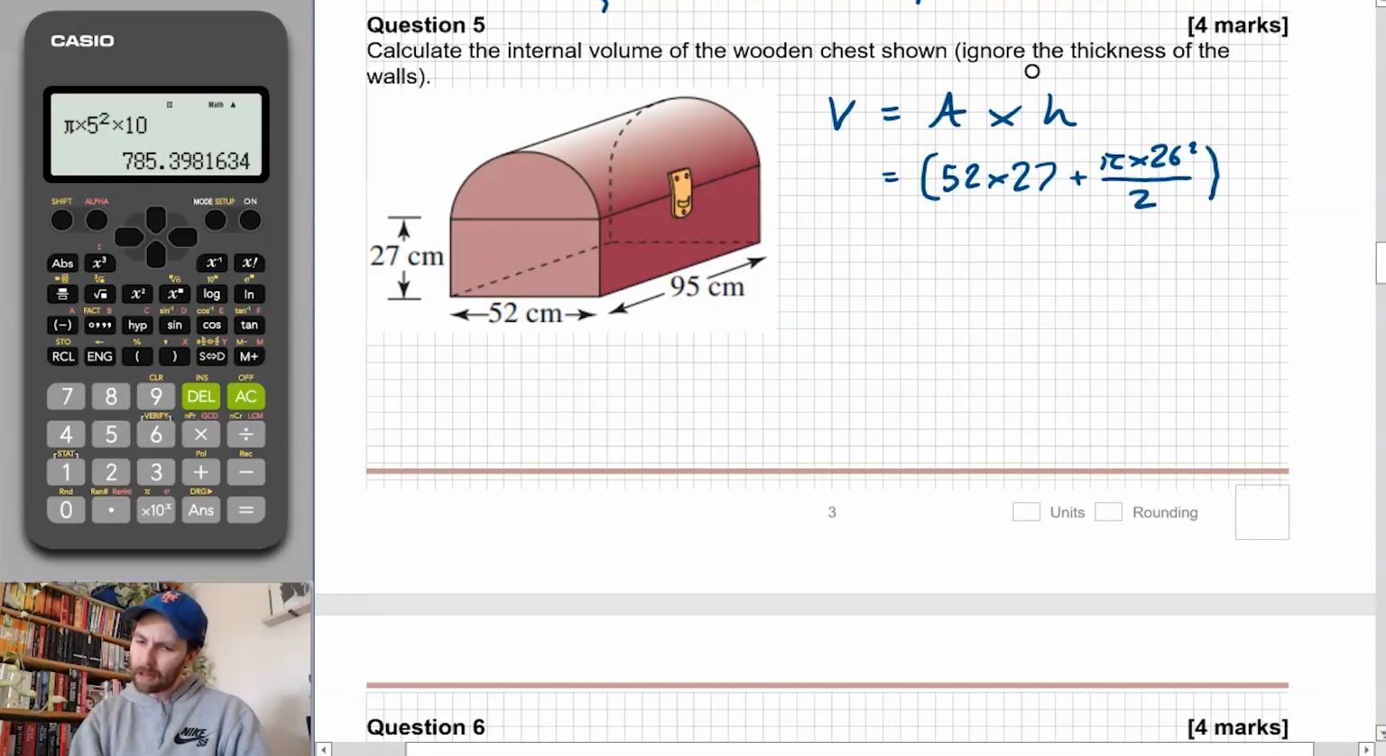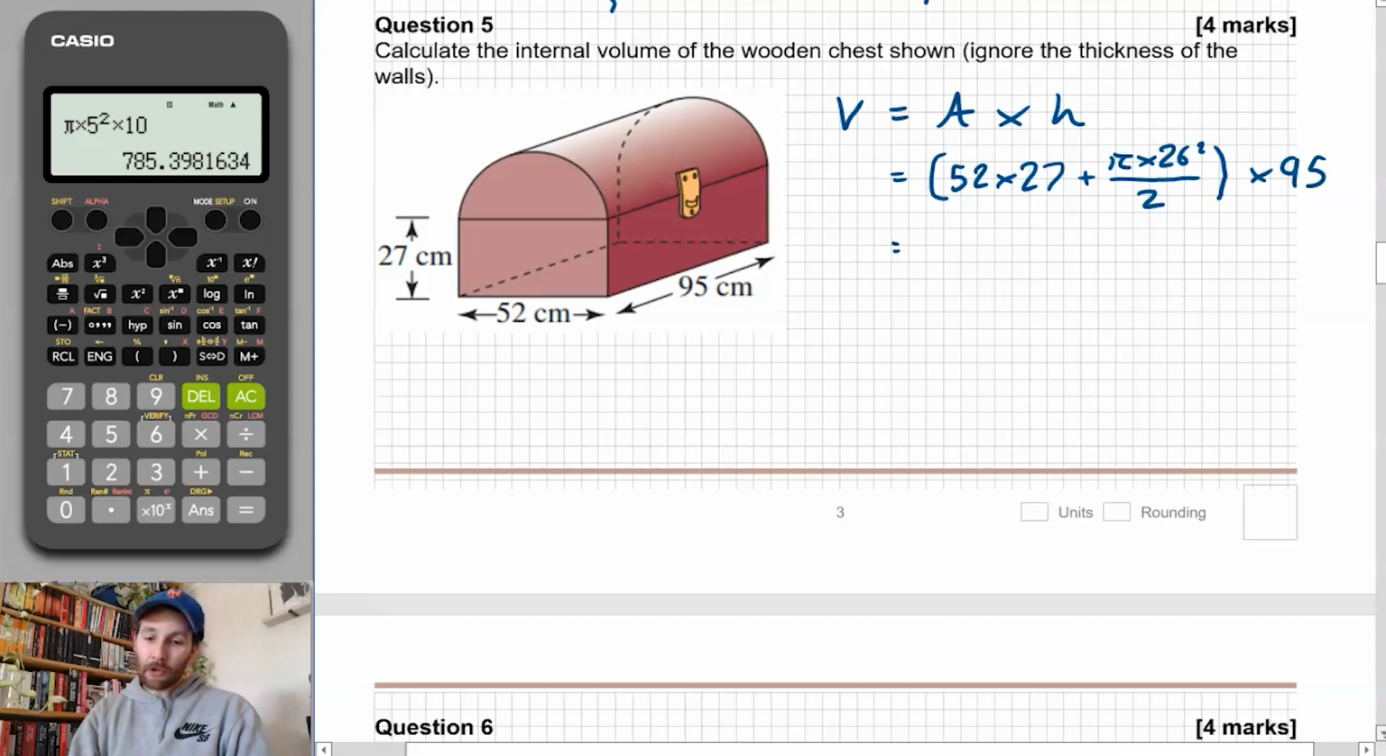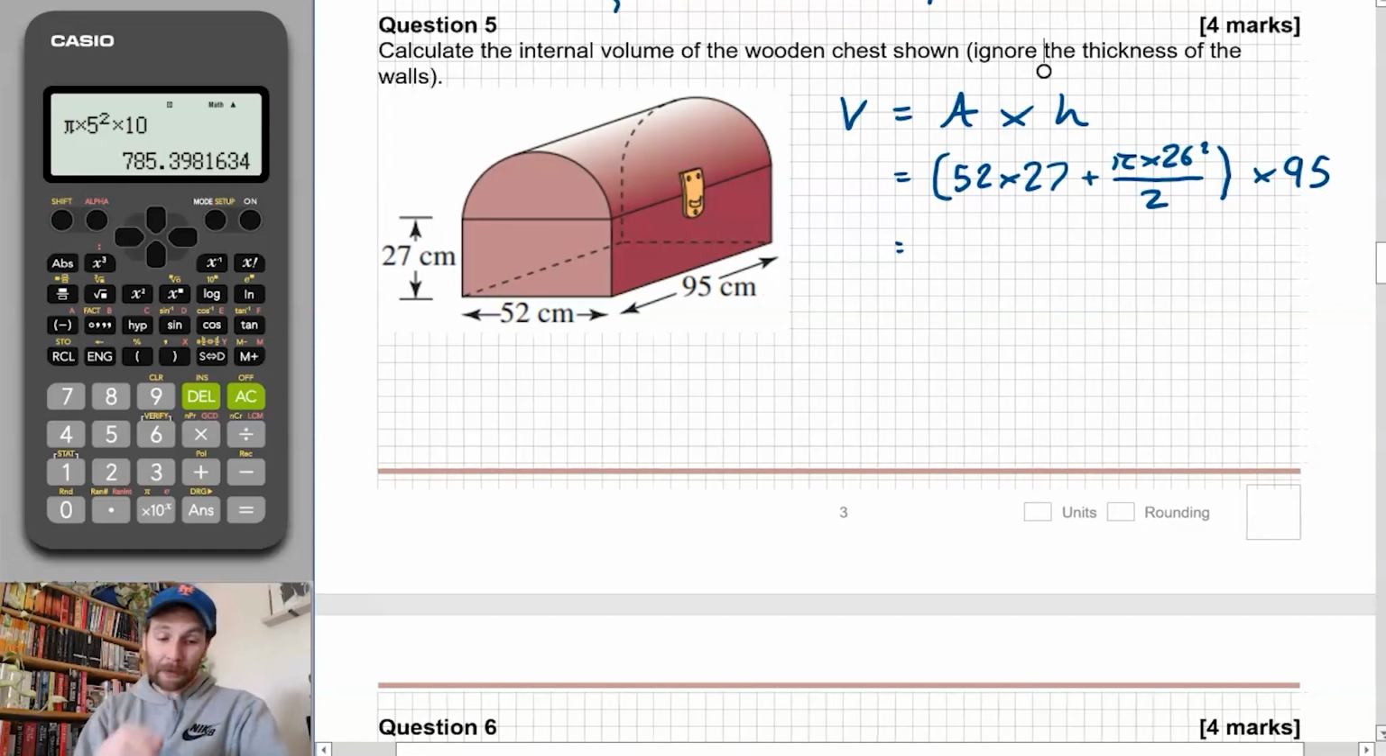I'm running out of room. Oh no, I'm not too bad actually. Times 95. Right, so on your calculator, you'll need to use brackets a little bit for this one. So I'm going to go bracket 52 times 27 plus pi times 26 squared divided by 2. Close my bracket. So then the result of those two things added together, I'm going to multiply by 95.